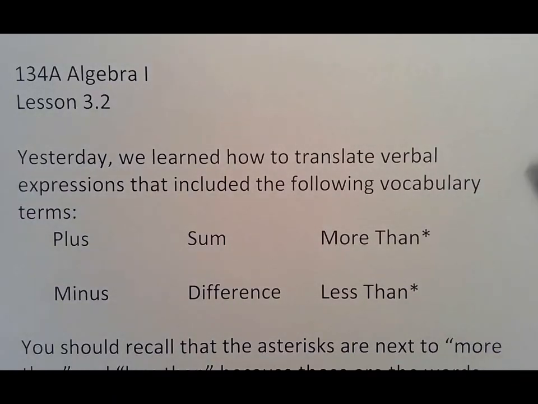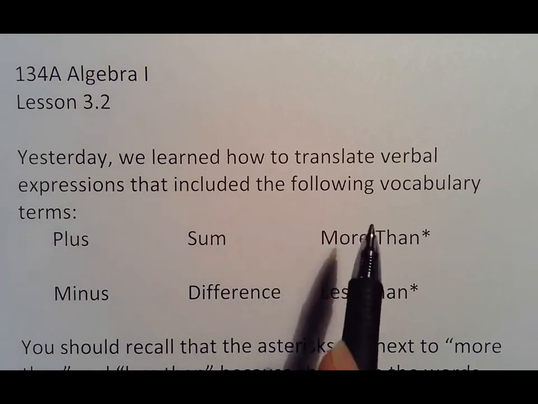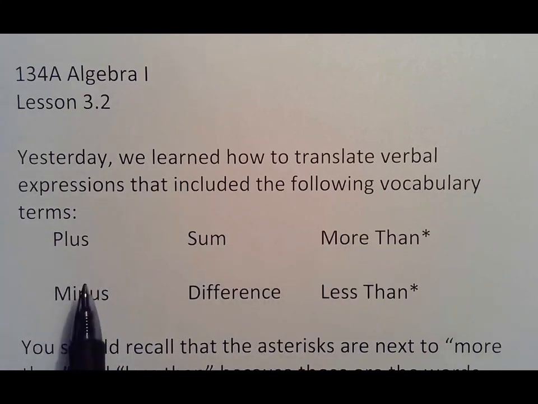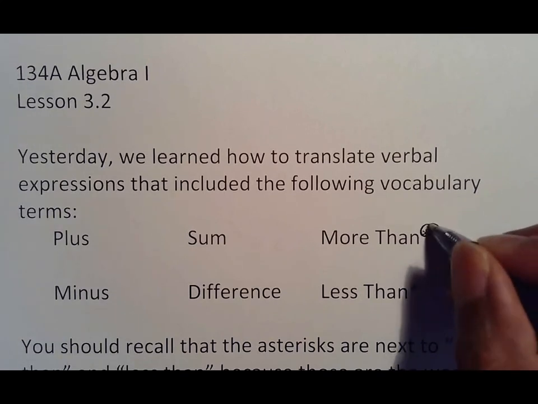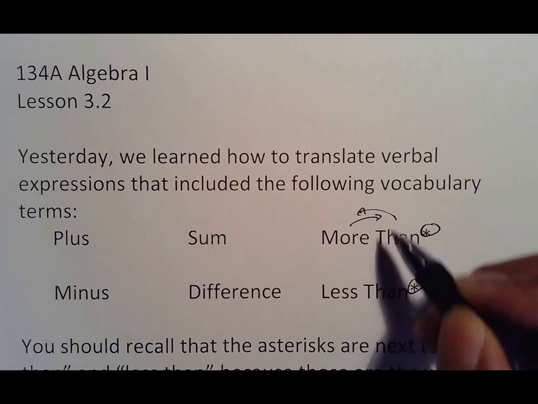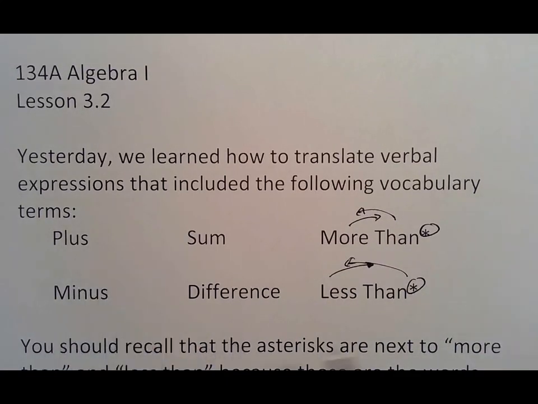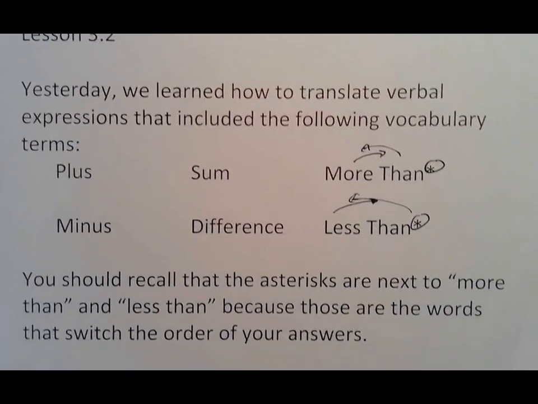In yesterday's lesson, 1.4 or 3.1, we learned how to translate verbal expressions that include the following vocabulary terms. We learned that plus, sum, and more than mean add. We learned that minus, difference, and less than mean subtract. More than and less than switch the order. So hopefully you remember that the others keep the order, but more than and less than switch it around.